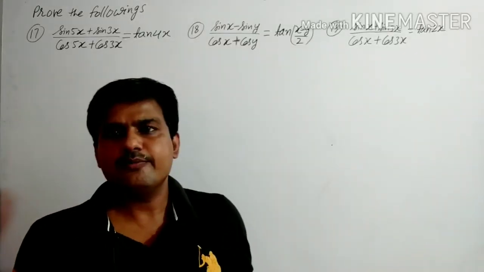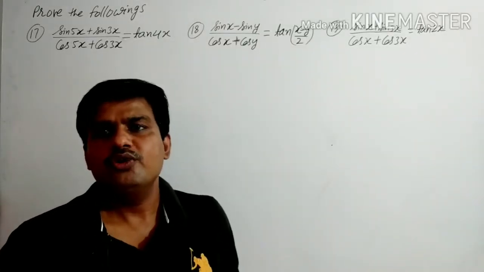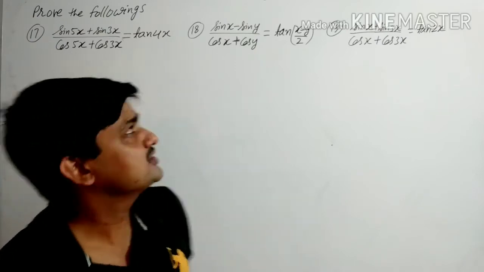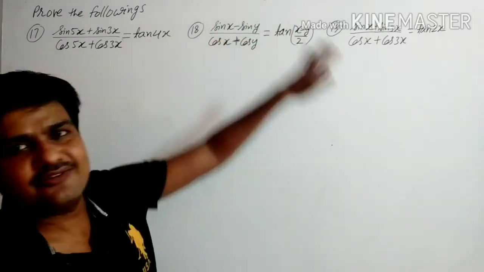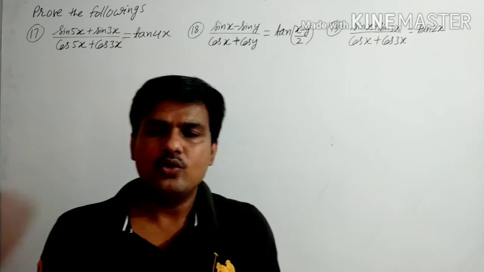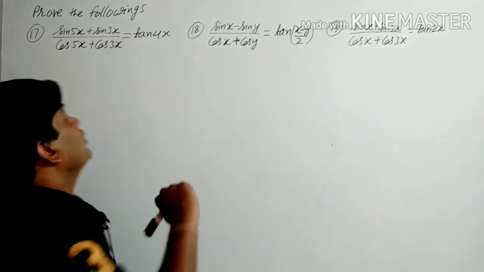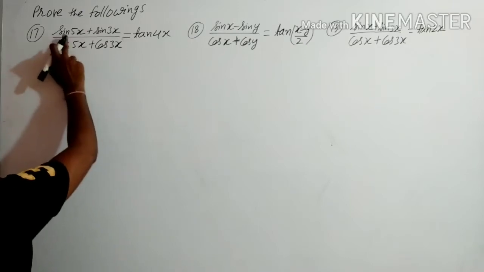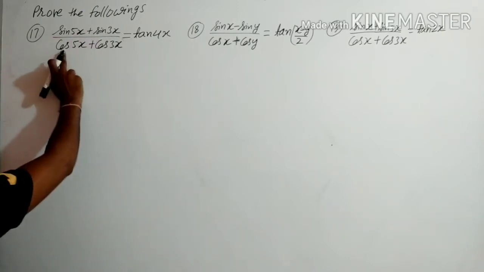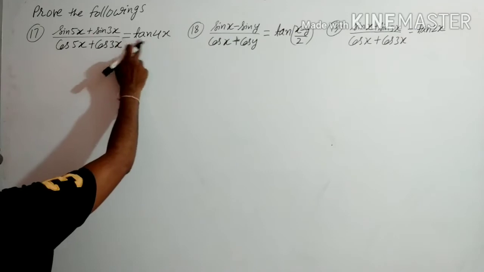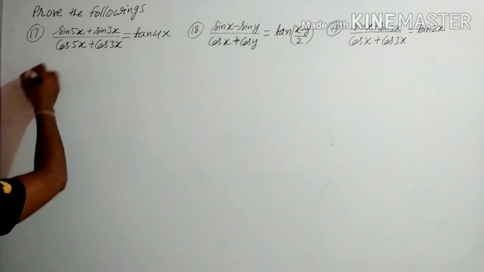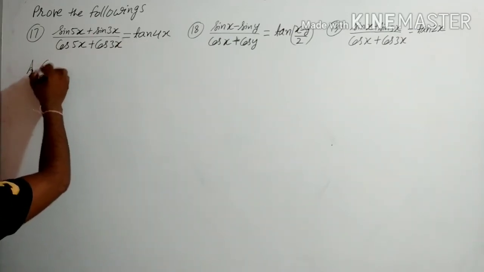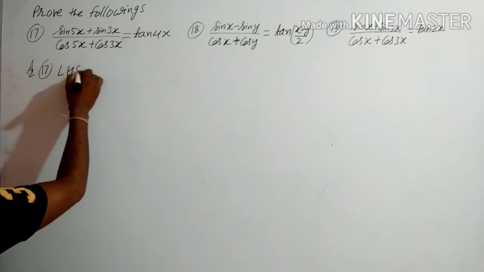Good morning, students. In the previous video, we solved some questions of exercise 3.3 of class 11. Now, let's continue. Question number 17: we have to prove that (sin 5x + sin 3x) / (cos 5x + cos 3x) equals tan 4x. So, let's start.